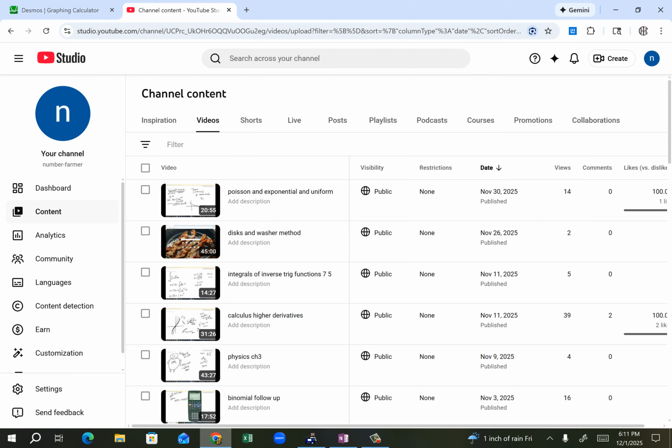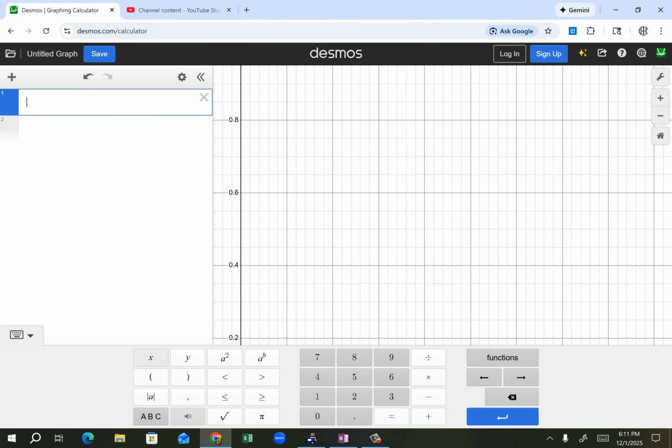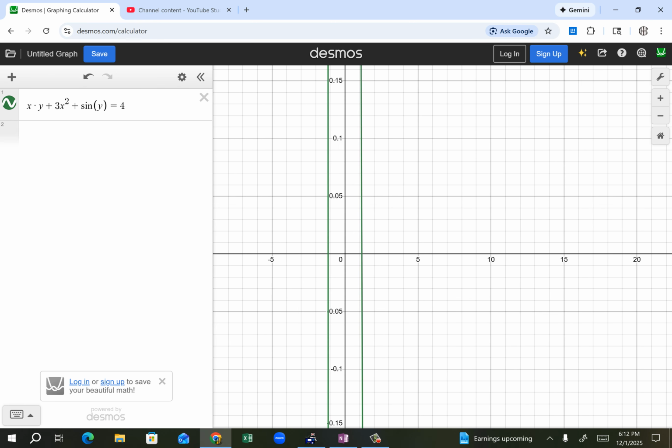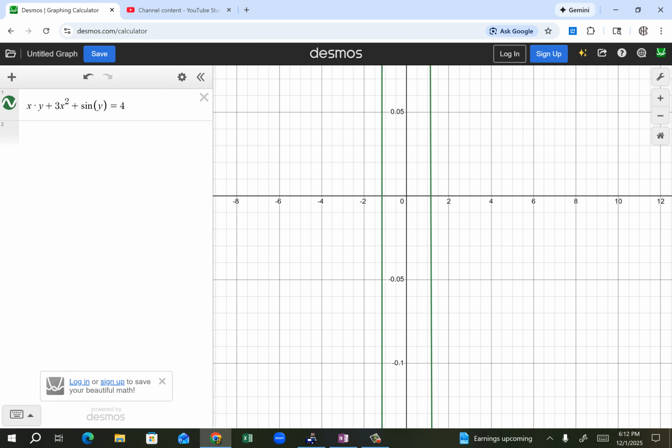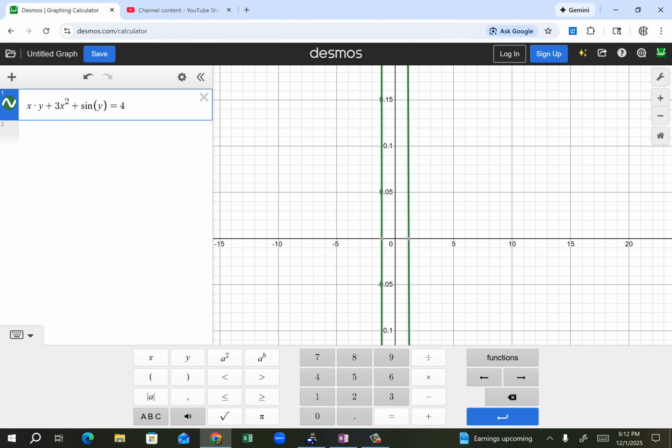Groom, can you graph that on Desmos? I'd love to. So in Desmos, if you come in here, it is x times y. Now, this is, again, an implicitly defined function. So x times y, you have to times it out. Plus 3x squared. Plus sine of y. Equals 4. There's your function, dog. Whee! How exciting for us. Nice. Now, let's make sure that we are in radians.